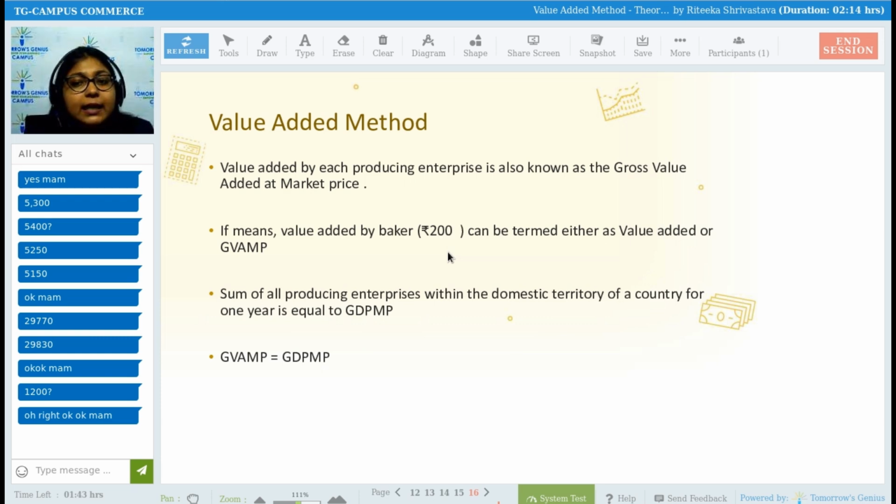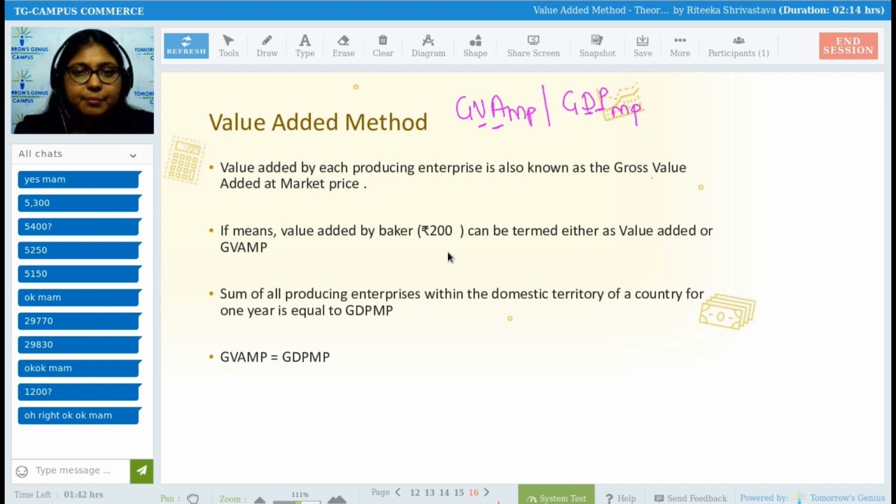Okay, so value added by each producing enterprise is also known as GVA at MP, that is gross value added at market price. So what is the aggregate of value added method? The aggregate of value added method is GVA at MP. You can also call it GDP at MP, where domestic means nothing but value, product means nothing but added, and MP. So you call it GVA at MP or GDP at MP. It is one and the same thing.